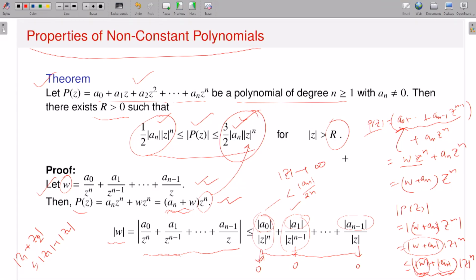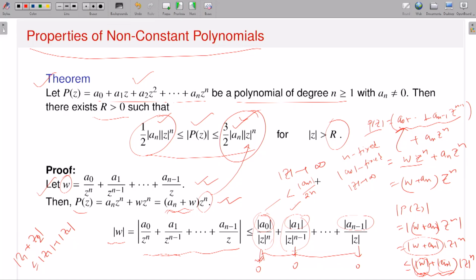So look, here n is fixed, because it is a polynomial of degree n, and n is fixed, right? And then a naught is fixed. This is also fixed. So what am I varying? I am varying mod z. Now if mod z approaches infinity, this object goes to 0.